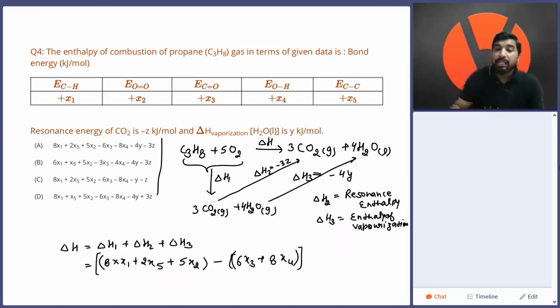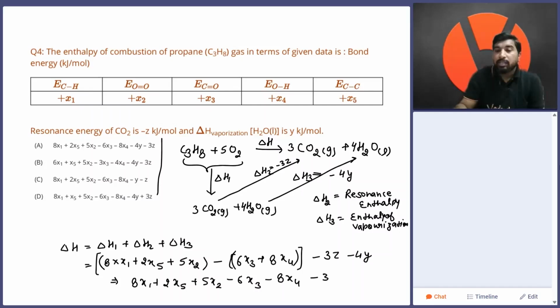Now for del H2, that should be minus 3Z, because the carbon dioxide will be resonance stabilized, so that should be 3Z. And there is a water molecule which converts from gas to liquid, so it should be the reverse of the vaporization, so it should be minus 4y. On solving this, you will get 8X1 plus 2X5 plus 5X2 minus 6X3 minus 8X4 minus 3Z and minus 4y.